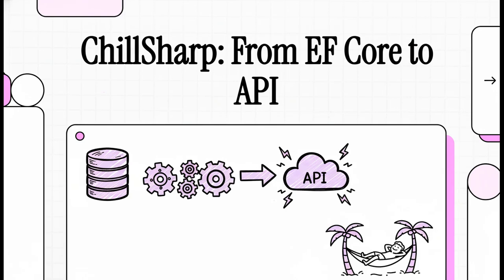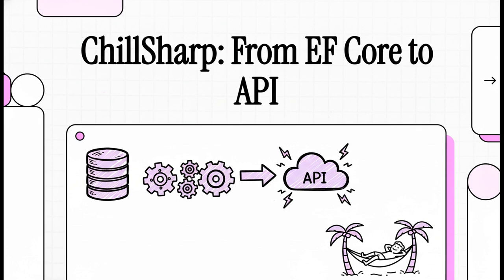All right, so let's get right into it. If you're a .NET developer, you know the drill, right? You spend all this time crafting the perfect Entity Framework Core model. And then the real work starts, the work of turning that model into a full-blown API. But what if that second part, the tedious part, could be almost completely automatic?